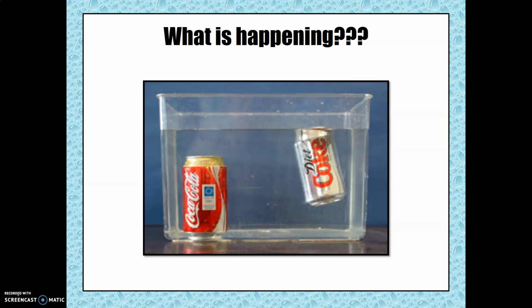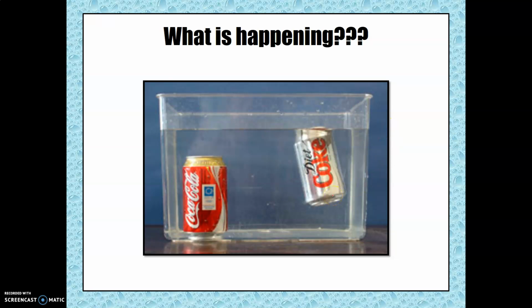Hi everyone, this video is going to be about density. You can see in this picture that we have 2 cans of soda inside a tub of water. We have a can of regular Coke and a can of Diet Coke. Even though these are the same shape, they're the same volume, one is sinking and one is floating.